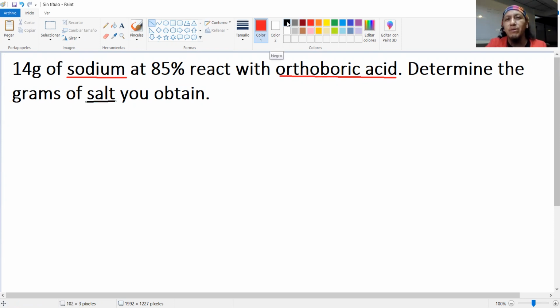Always try to enclose the variables in bold, which are the elements that are going to react, and the elements or compounds you're going to produce. That's very important in the first place. So let's proceed to work that. Let's try to create a reaction first.